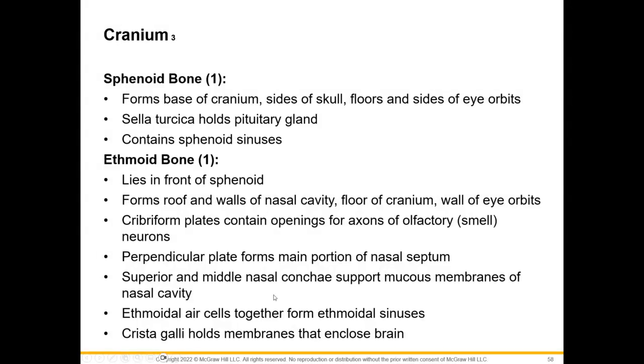The superior and middle nasal conchae support the mucous membranes of the nasal cavity. The ethmoidal air cells together form the ethmoidal sinuses, and the crista galli holds the membranes that enclose the brain.